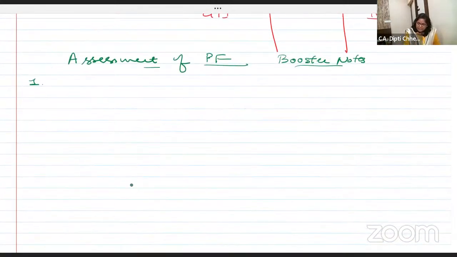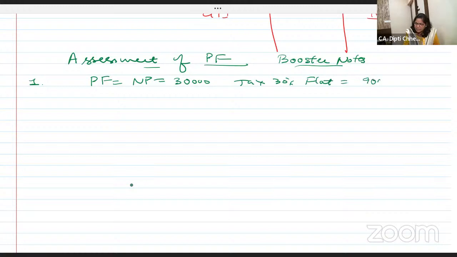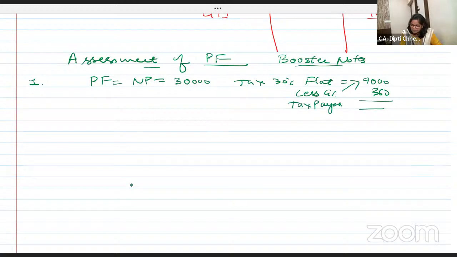Number 1 is, suppose partnership firm का net profit आ रहा है 30,000. Tax is 30% flat paid by partnership firm, 9,000. I want you all to write this. Cess on the tax, surcharge तो नहीं है, 4%. So I think it's coming to 360. 30,000 का 30% और उसका 4%. So what's the tax payable? 9,360. Are you all with me?